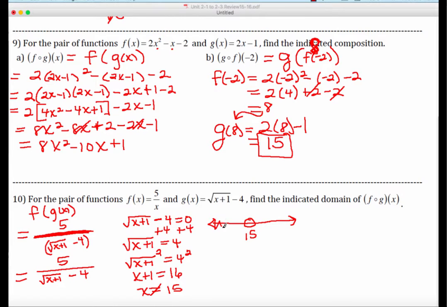X cannot equal 15. Now we also have to bring in any domain restrictions from the inner function. And my inner function is g of x. And underneath this radical symbol all by itself, that cannot be a negative number. It has to be a non-negative number. And non-negative numbers are greater than or equal to 0. So I take my x plus 1 and figure out what makes it non-negative by setting it greater than or equal to 0. And then I subtract 1 from both sides. X has to be greater than or equal to negative 1. So my negative 1 is here, and x has to be greater than that.